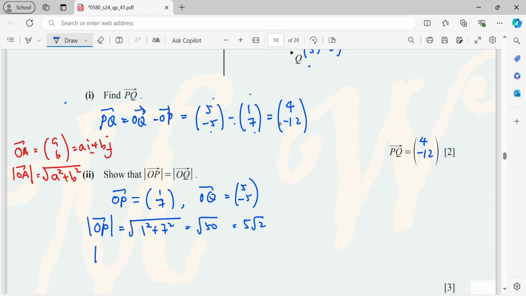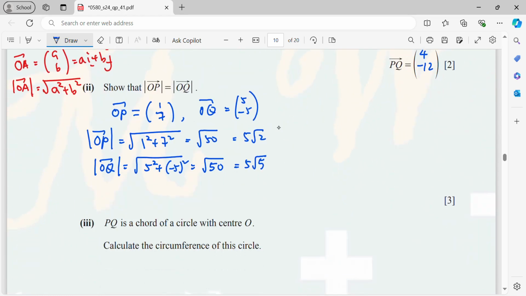Now magnitude of OQ, that is going to be square root of 5 squared plus minus 5 squared. 5 squared is 25. 25 plus 25, 50. So square root of 50. Therefore, you have proven that both magnitudes are equal.